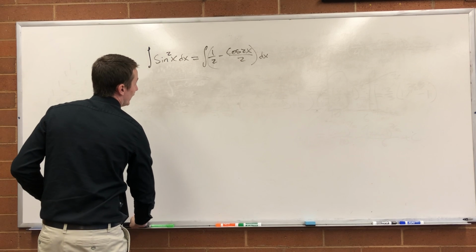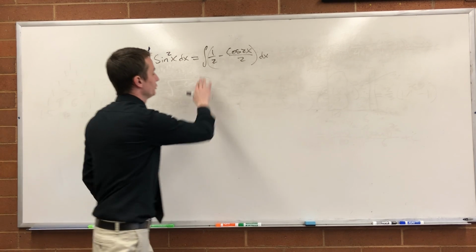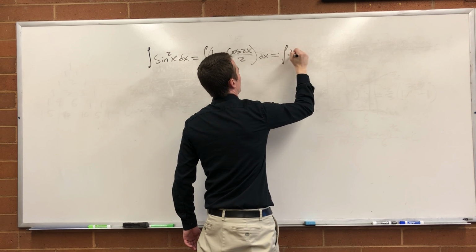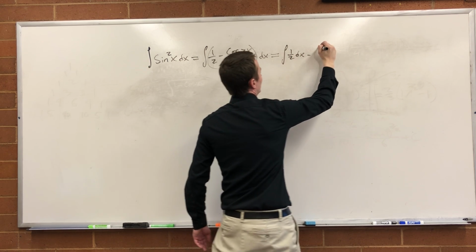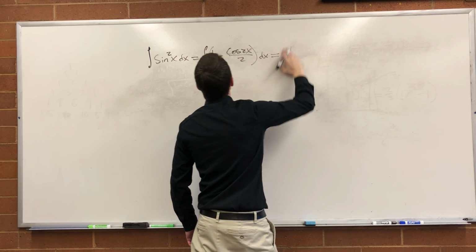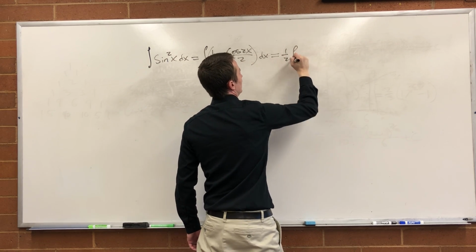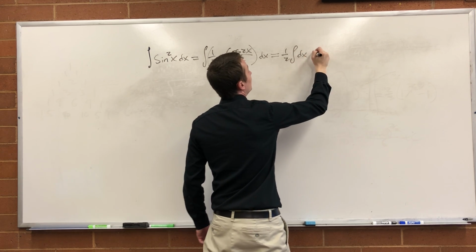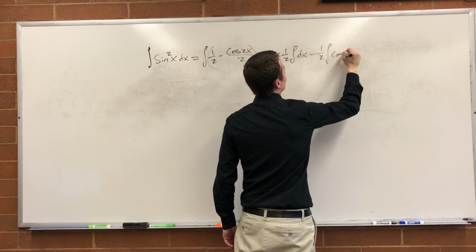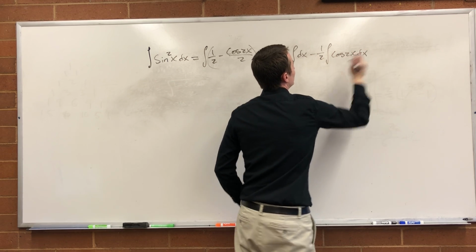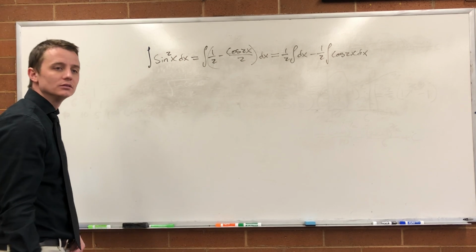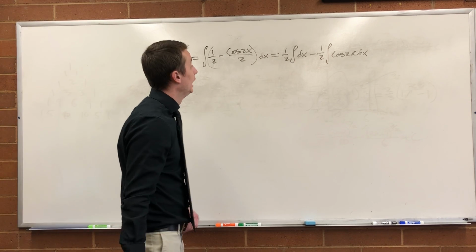So using that, let's go ahead and split this up into 2 integrals really quick. This is the integral of 1/2 dx minus the integral, let's pull the 1/2 out of each one actually. So this is 1/2 the integral of dx minus 1/2 the integral of cosine of 2x dx. Oh, we know how to do that. Almost.